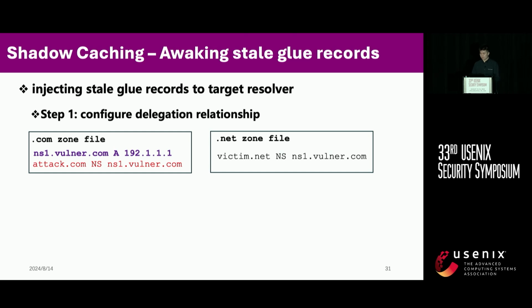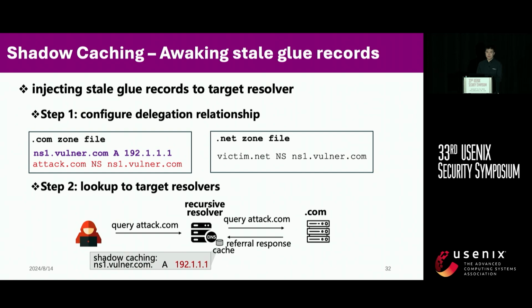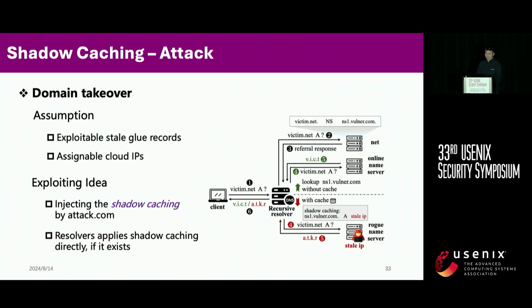What an attacker will do is register its own domain and configure a sibling delegation to this vulner.com. Later, by querying the attacker's domain, the stale glue of vulner.com will be cached by a resolver during its lookups. And finally, the attacker may take over the IP address in the stale glue records. If resolvers are implemented to trust the cached glue without verification, then queries for the victim domain will go to the attacker's server.